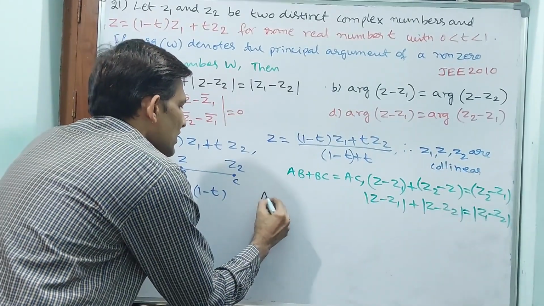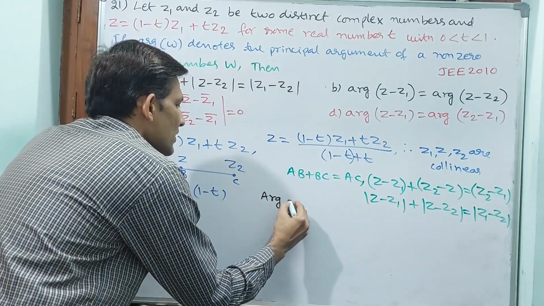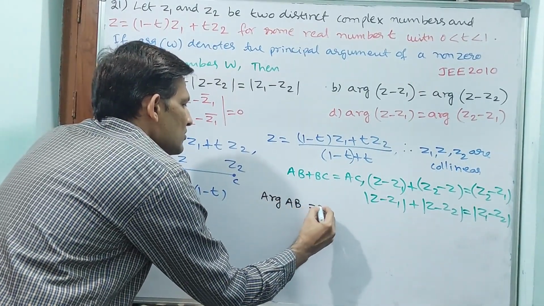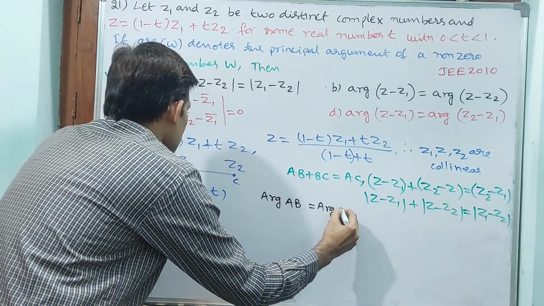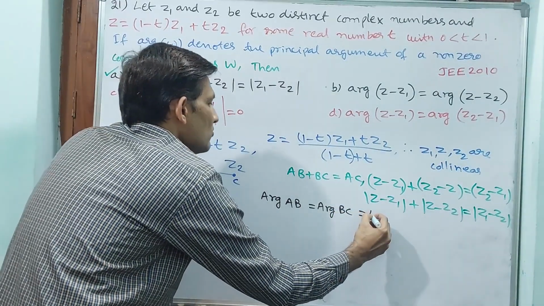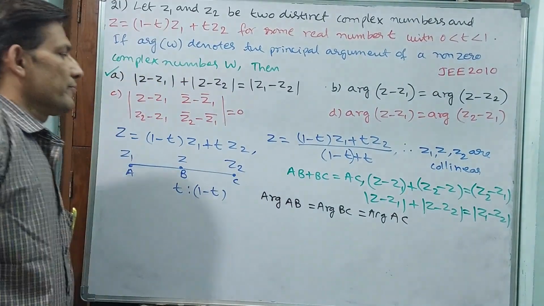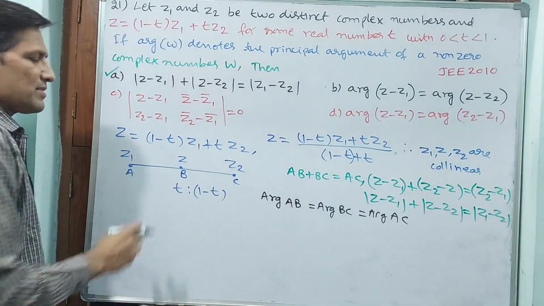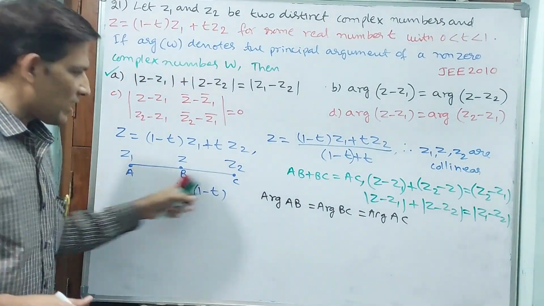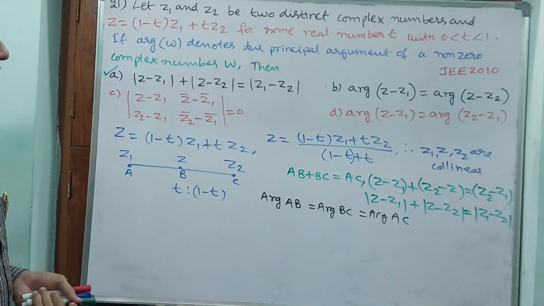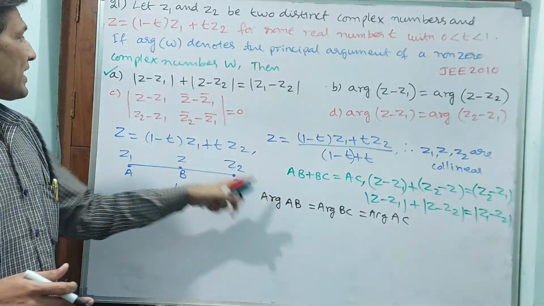Argument of AB is equal to argument of BC is equal to argument of AC. AB, BC, AC, all are the same. Why? Because all are in one line, the same angle. Argument means theta only, no? Angle. Okay, now see how we can write here.